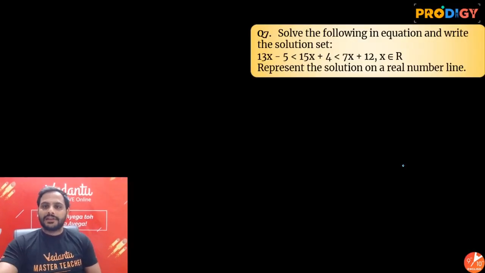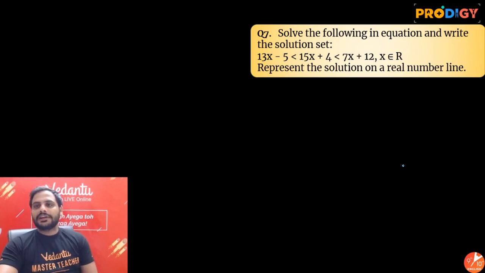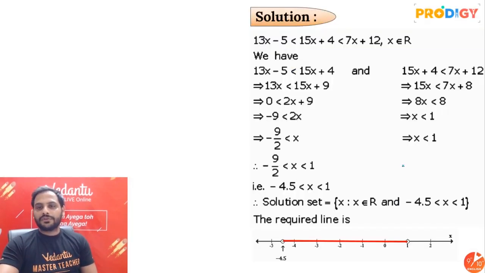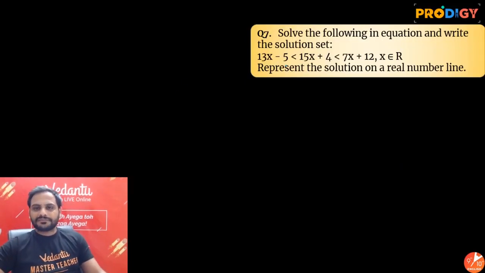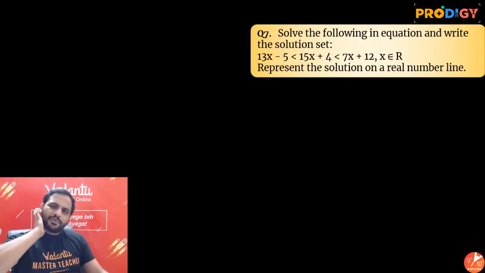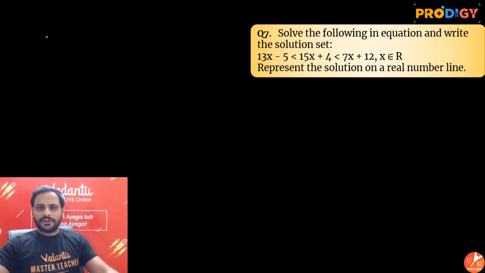Alright, now this is the question. Solve the following inequation and write the solution set. You need to solve it, write the solution set and represent the solution on a number line. Okay, let's solve it. Simple. Now since the variable is present on both sides, let's better separate the inequation.